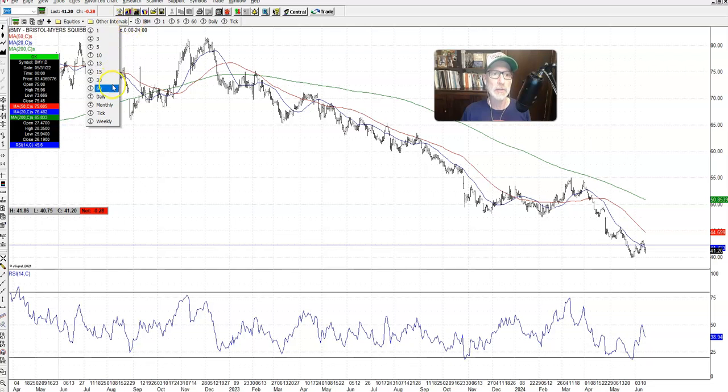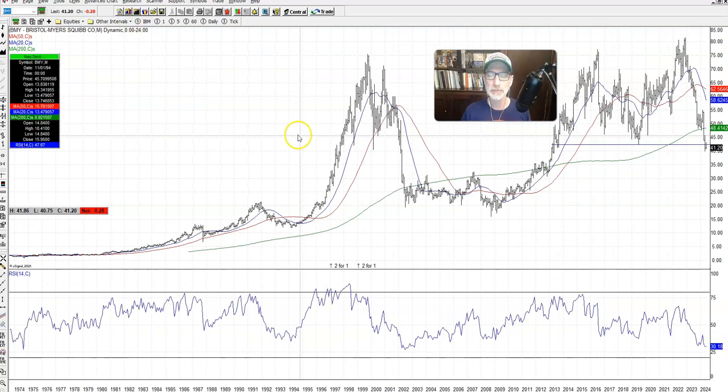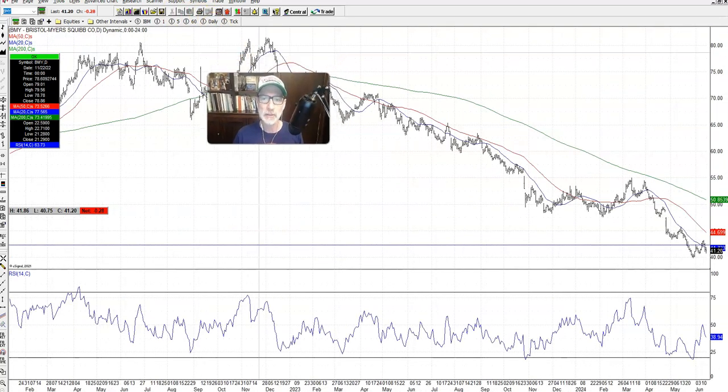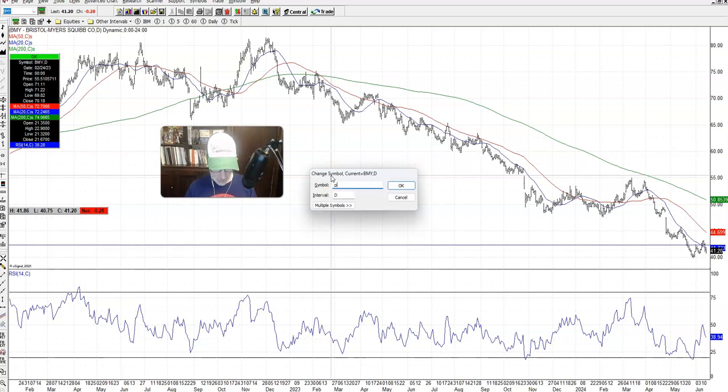Let's go out here, look at longer term. It's here. I must have drawn this line before. Right at this long-term support going back till 2012, 2013 or so, but it has broken down below it. Can it hold? Who knows? If it can't hold, it could keep going down, maybe to $30. Who knows? So Bristol Myers, not ready to purchase yet.